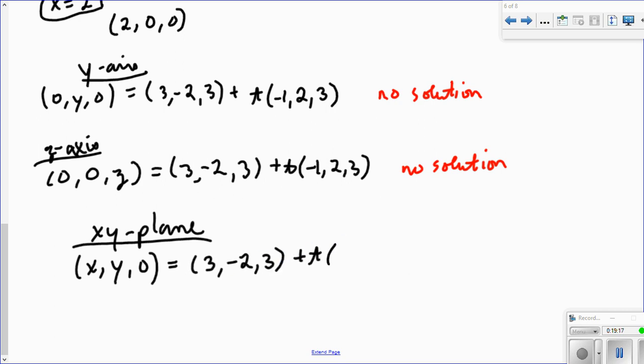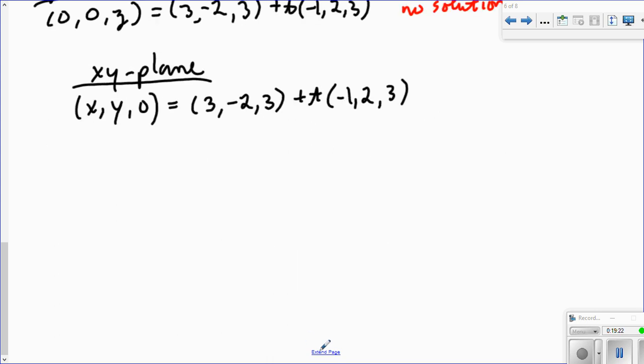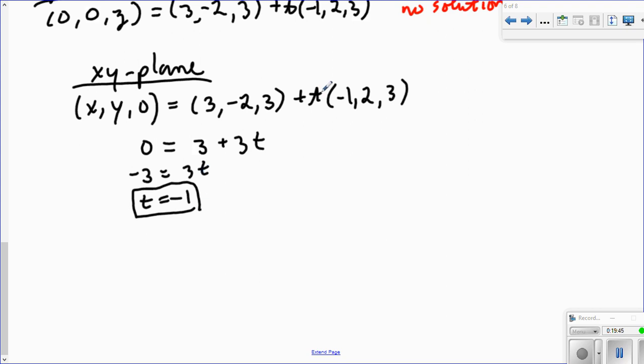But I'm going to do a bit of a different step here. Now, notice the only one I can solve here is the z component when z equals 0. So I'm going to work on that one first, and that's going to be 3 plus 3t. So when 0 equals 3 plus 3t, t equals negative 1. So negative 1 is the value here for my parameter. That's going to allow me to solve for x, and it's going to allow me to solve for y.